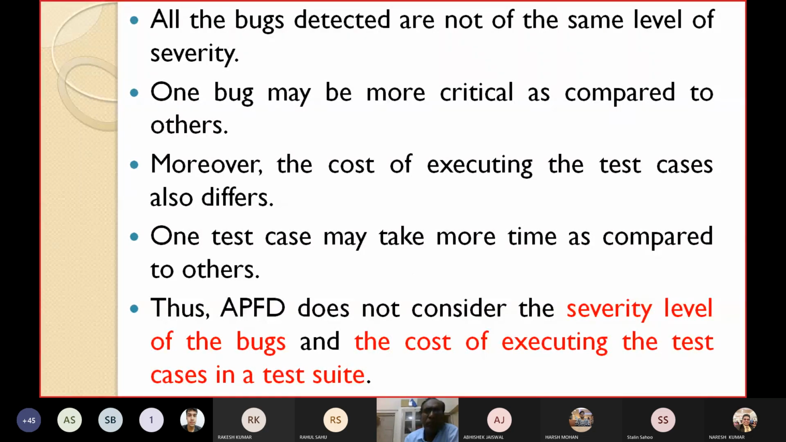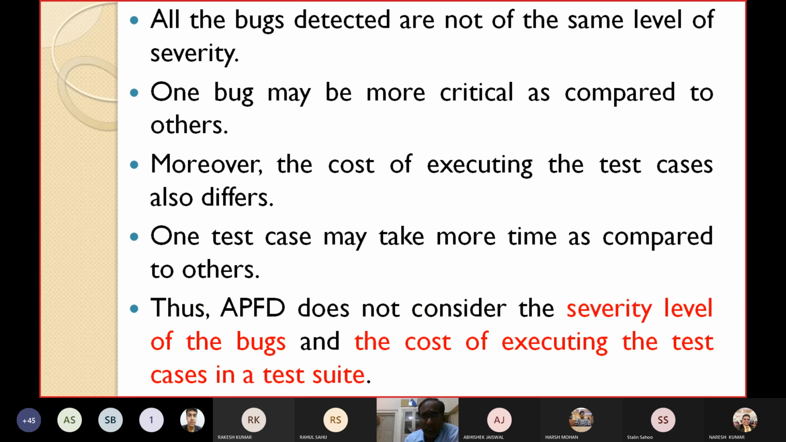Thus, this FPFD value that we have seen right now does not consider the severity level of the bug and the cost of executing the test case in the test suite. So this FPFD metric has two limitations. It does not consider the severity level of the bug as well as the cost of executing the test cases in a test suite.